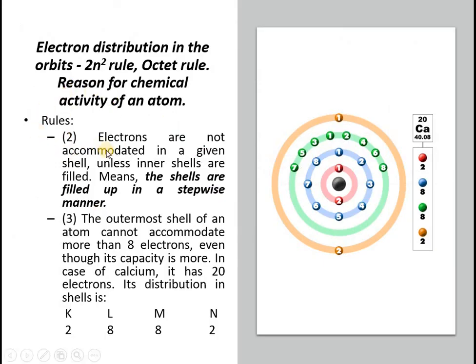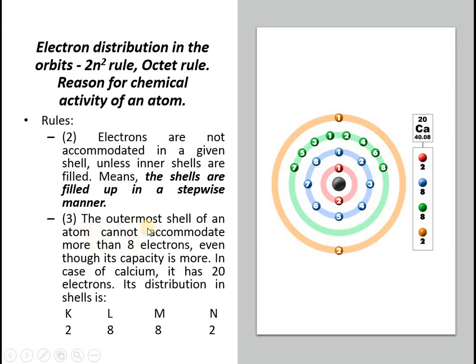The next rule is that electrons are not accommodated in a given shell unless the inner shells are filled. So, the shells are filled up in a stepwise manner. First you have to fill the inner shells, then you have to go to the next shells.